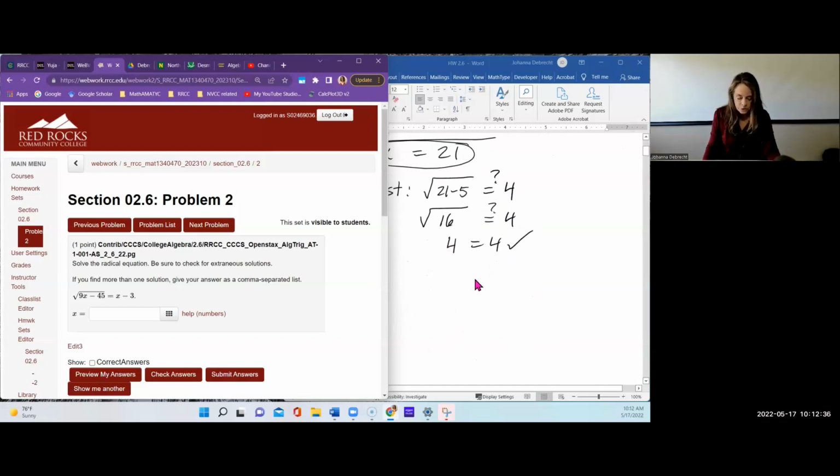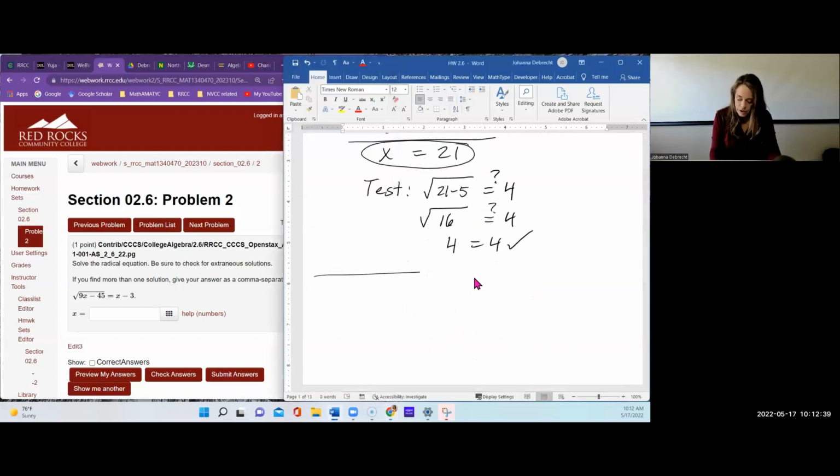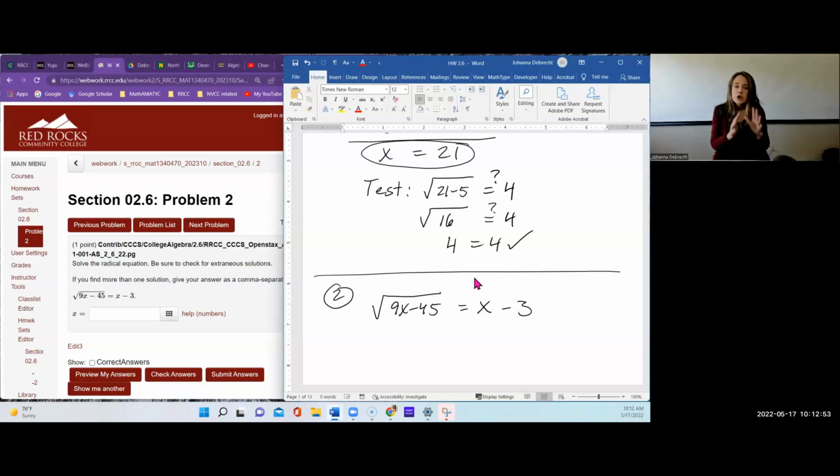In problem number 2, you can see that we have more than 2 terms. In fact, we have 3. We have the radical, which is 9x minus 45. Then we have the term x by itself, and then the term negative 3 by itself. Remember, terms are separated by plus signs, minus signs, and equal signs. But the plus and the minus have to be out in the open. They can't be buried under a radical. They can't be inside a fraction, and they can't be inside parentheses. They have to be out in the open.